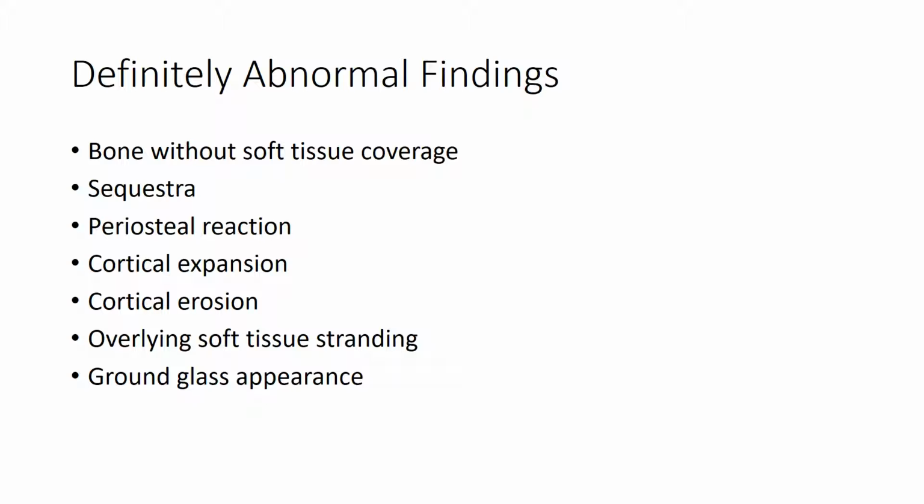So I've shown you the normal variation in the radiographic appearance of the jaws, but here are some definitely abnormal findings. Bone without soft tissue coverage, sequestra, essentially an island of bone floating in space, periosteal reaction, cortical expansion, cortical erosion, overlying soft tissue stranding, or a ground glass appearance.